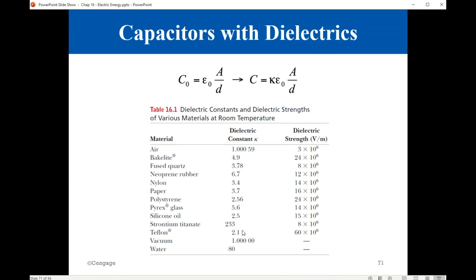So as you can see, we can increase the capacitance by filling the space between the two plates with the proper dielectric. So this is the equation. When there is vacuum, it is epsilon naught A over D. When you insert a dielectric, it is kappa multiplied by that capacitance.